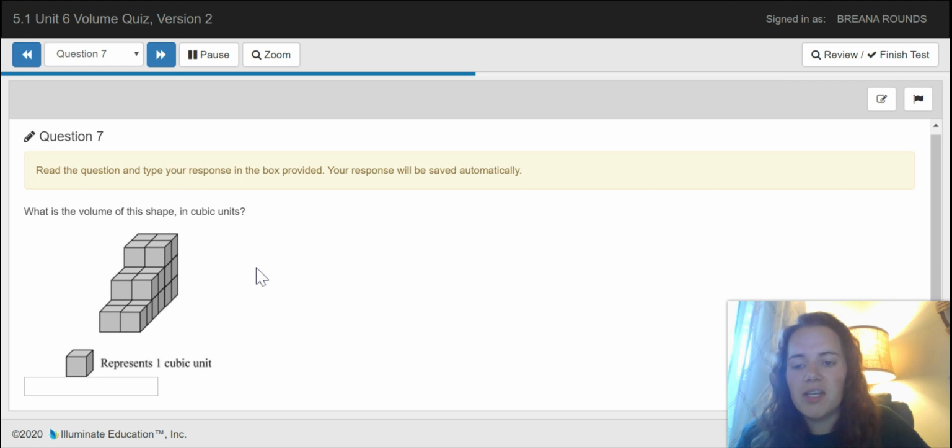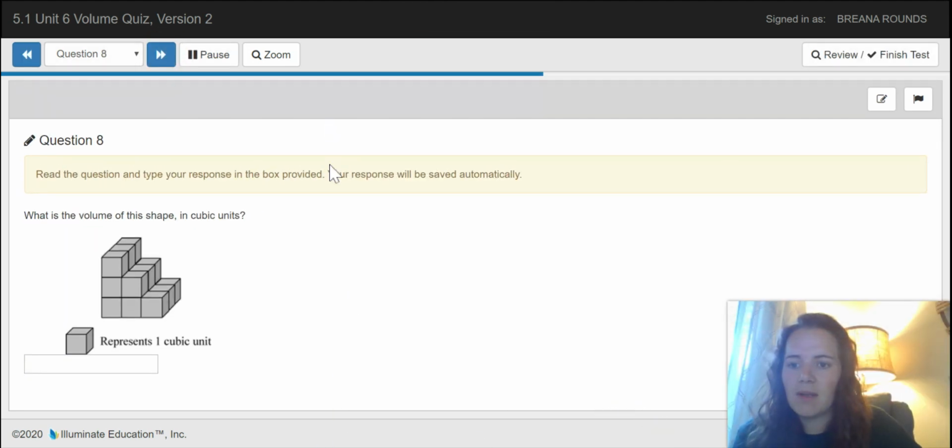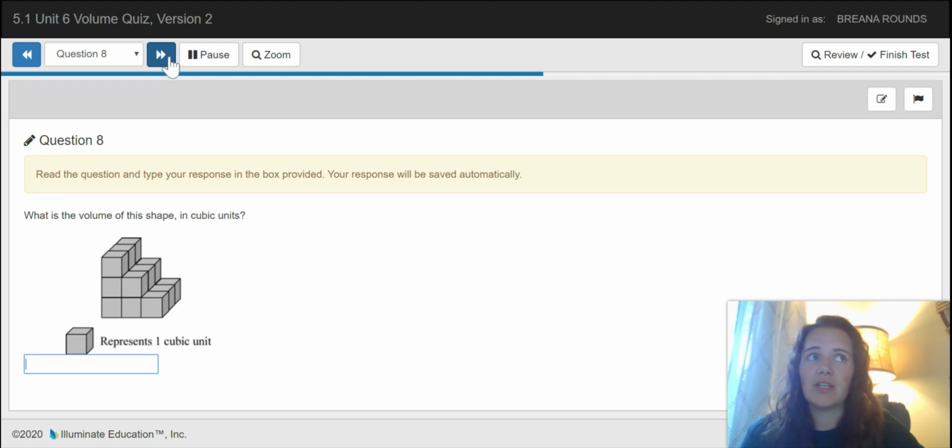What is the volume of this shape in cubic units? Pretty straightforward. Again, same thing. Notice how these, though, don't have the unit already there. So you want to make sure that when you're putting answers for measurement, you're always including the units of what it is.